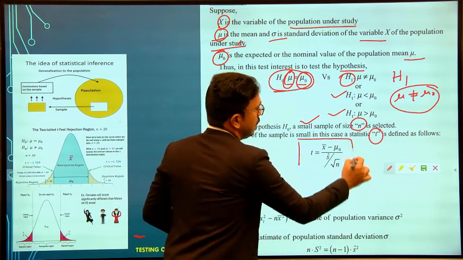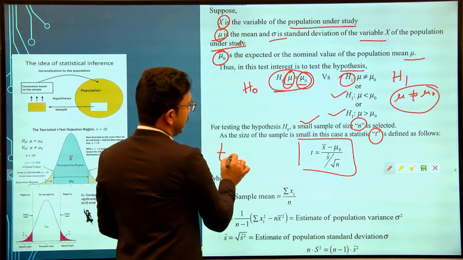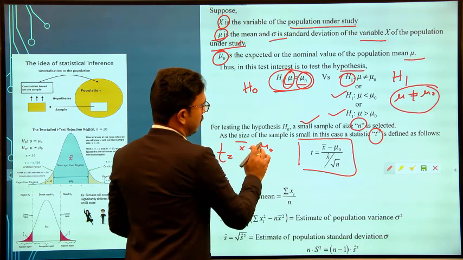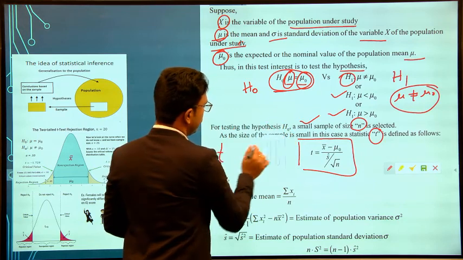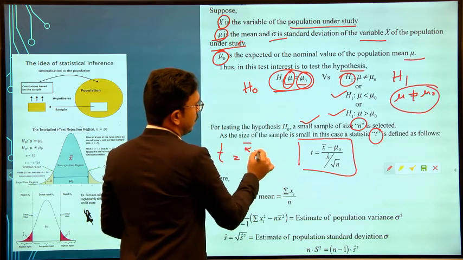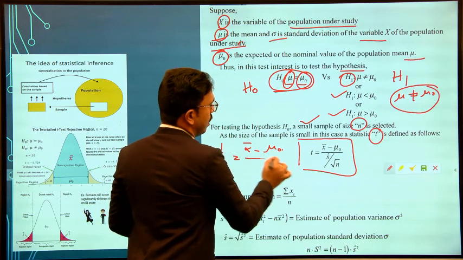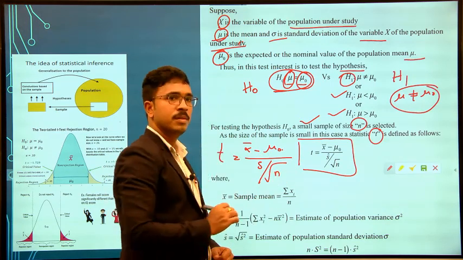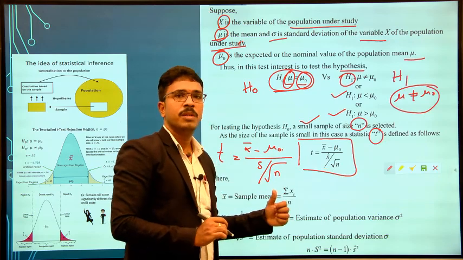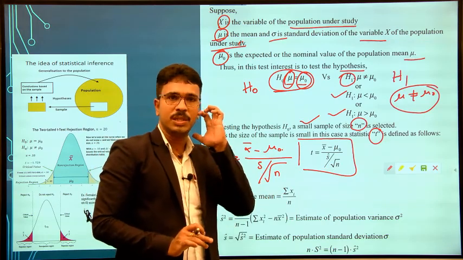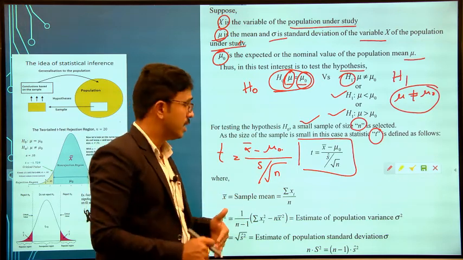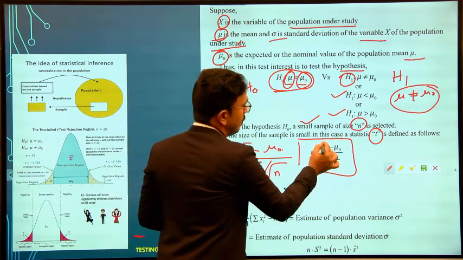as t is equal to x bar minus mu naught divided by s divided by square root of n. This is the formula. So, only one formula we are using, okay, there is no other formula, just like the z test. So, what is this x bar?